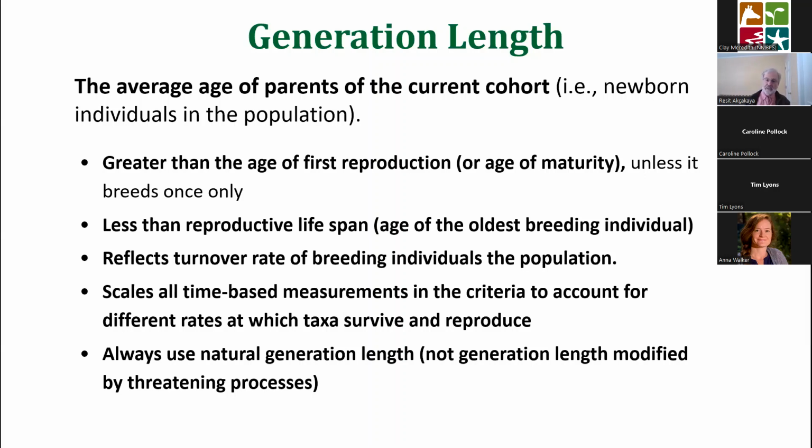And the way it's used in the Red List is it scales time-based measurements to account for the different rates at which taxa reproduce and survive. And there are many topics discussed about this in the guidelines. One is, for instance, to always use the natural generation length, not generation length modified by a threatening process. Particularly under exploitation, generation length of species declines. We want to use the natural generation length of the species. Okay.